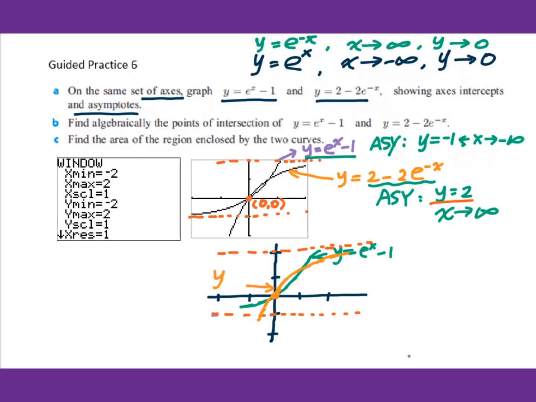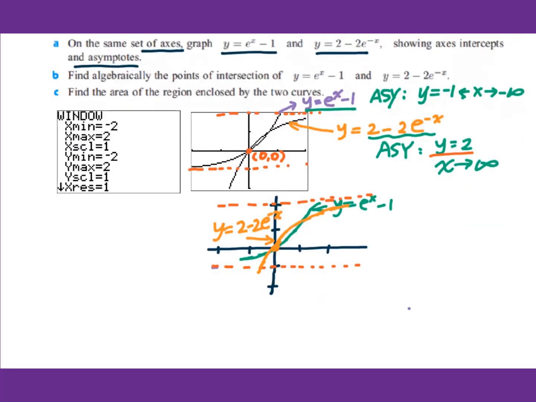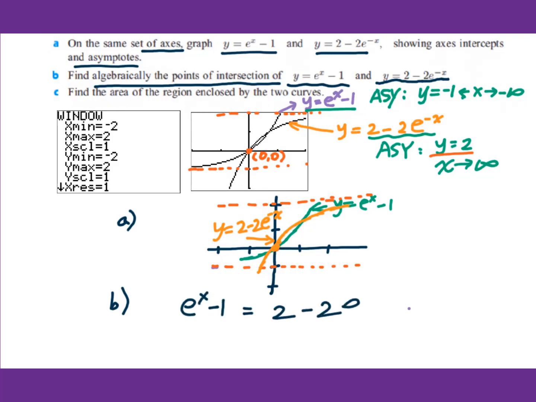This will be y equals 2 minus 2e to the negative x power. Now let's go to b. Find algebraically the point of intersection of these two. We will set up e to the x power minus 1 equals 2 minus 2e to the negative x power.